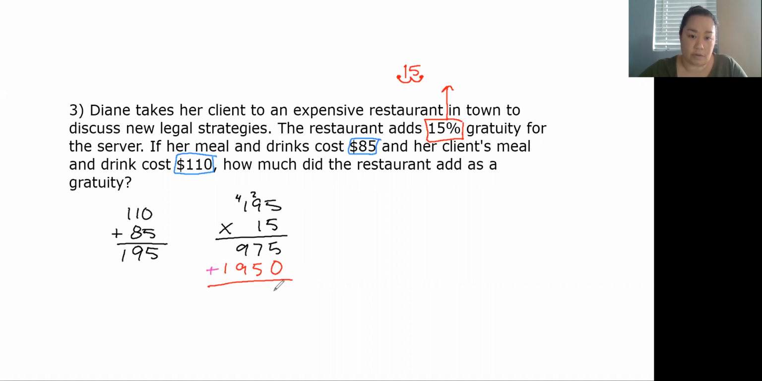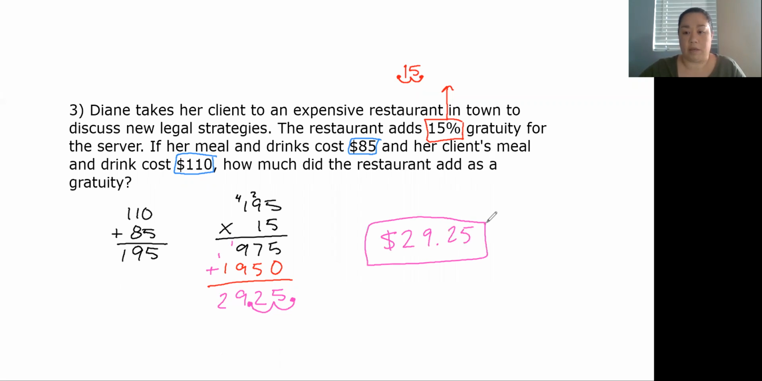Okay, so 5 plus 0 is 5. 7 plus 5, 7, 8, 9, 10, 11, 12. Carry the 1, right? 9 plus 9 is 18. 18 plus 1 is 19. Carry that 1. 1 plus 1 is 2. So remember this decimal? Remember how we had the whole number and we moved it over? Do the same thing here. Put my decimal here. I'm going to move it over twice. Right here. So your answer is $29.25. Okay?